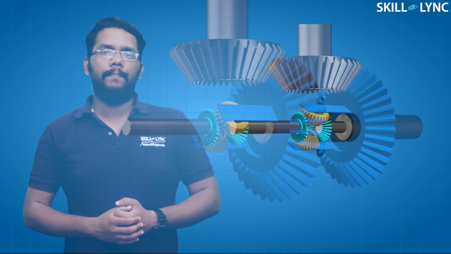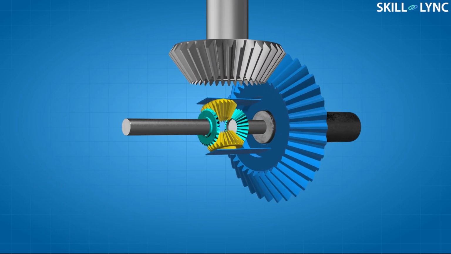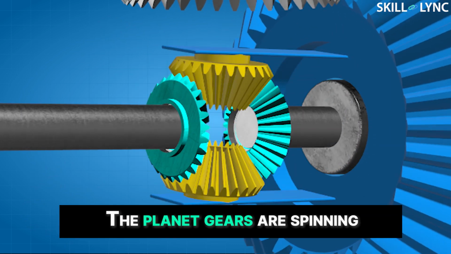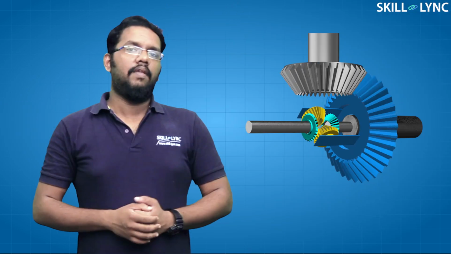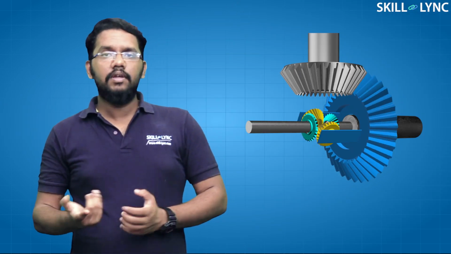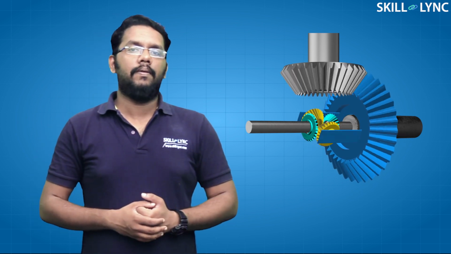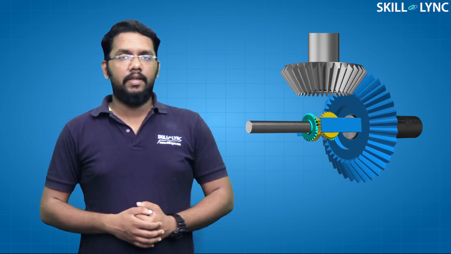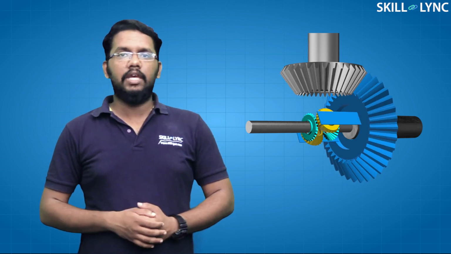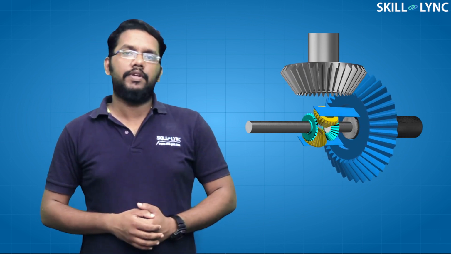But when the vehicle negotiates a turn, the planet gear, in addition to its rotation, spins on its axis. That is, when the vehicle is turned left, the right side wheel rotates at a higher speed than the left side wheel. The difference in the speeds of the sun gears makes the planet gear spin. The direction of spin of the planet gear will be opposite to the direction of the turn of the vehicle.